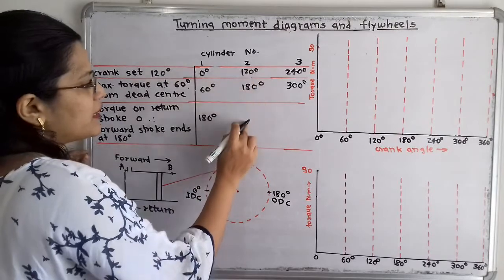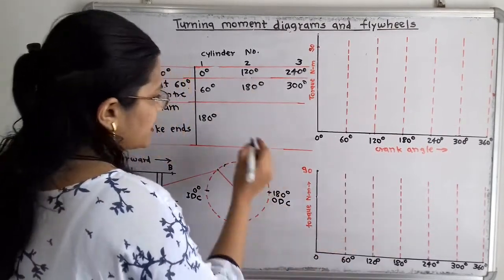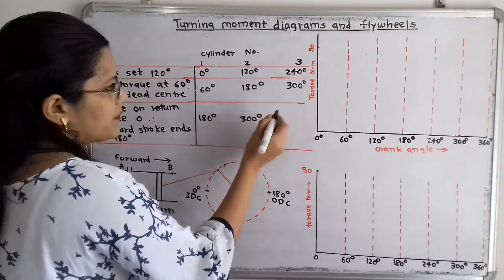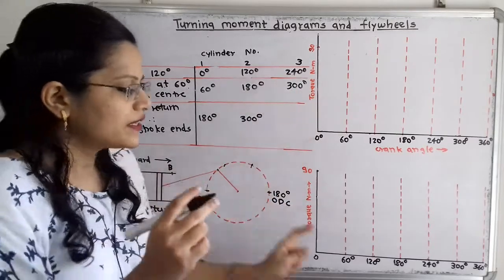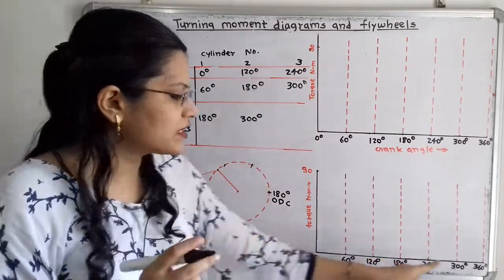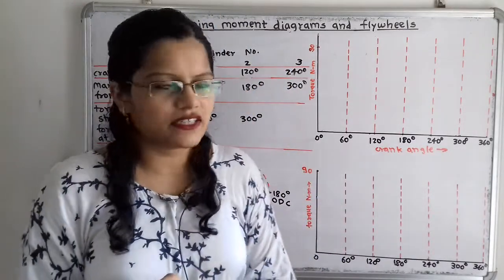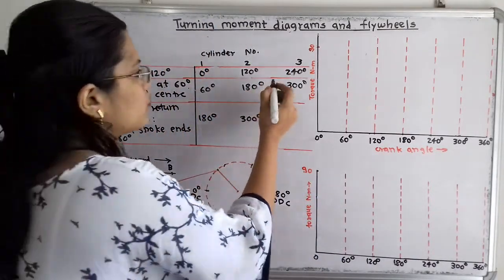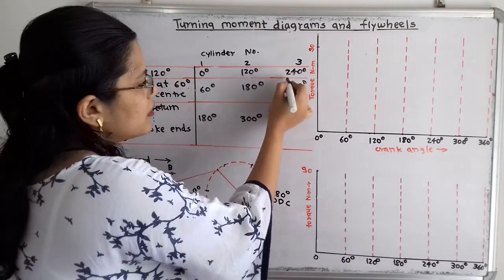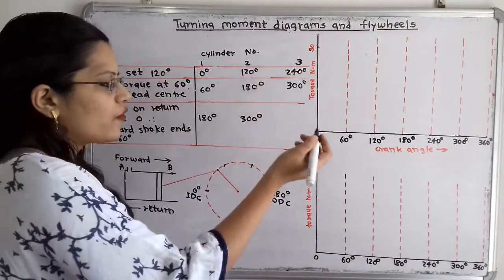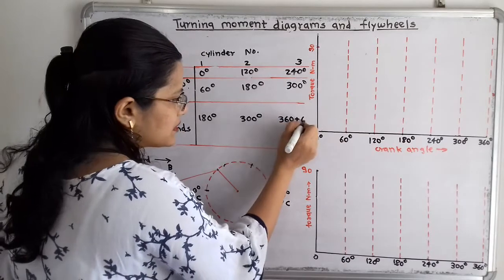Then here 120 plus 180, that is 300 degrees. And 240 plus 180. In one revolution the total angle covered is 360 degrees. So 240 plus 180 is equal to 420, but for 420 I will write here 360 plus 60.